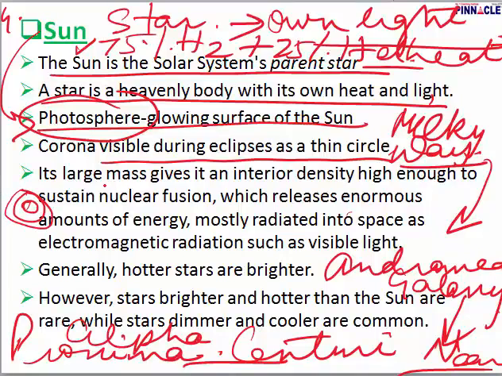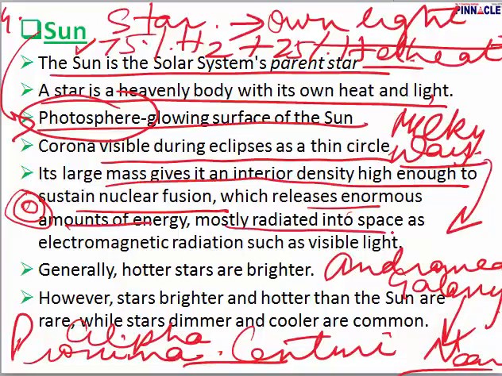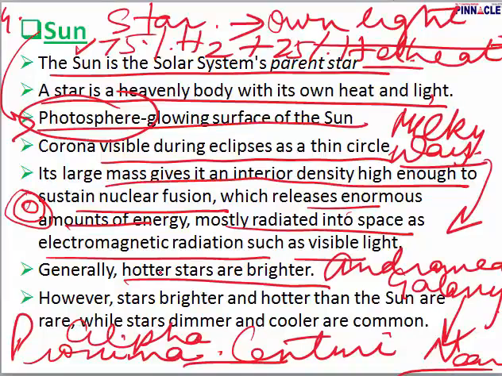Its large mass gives it an interior density high enough to sustain nuclear fusion. Please remember, both these gases, hydrogen and helium, have nuclear fusion, which releases enormous amounts of energy that is radiated into space as electromagnetic radiation, as visible light. Generally, hotter stars are brighter. The brighter a star is, obviously the hotter it is, which means it's radiating more heat, more energy.